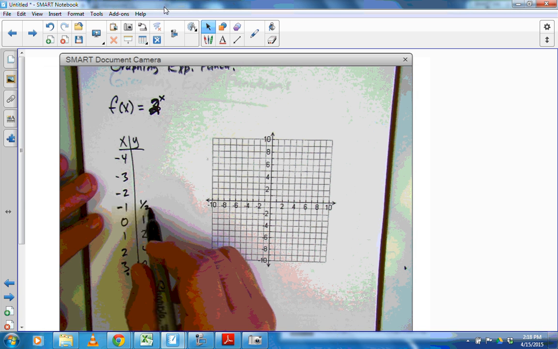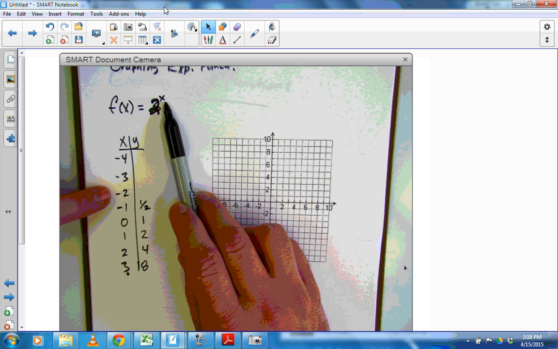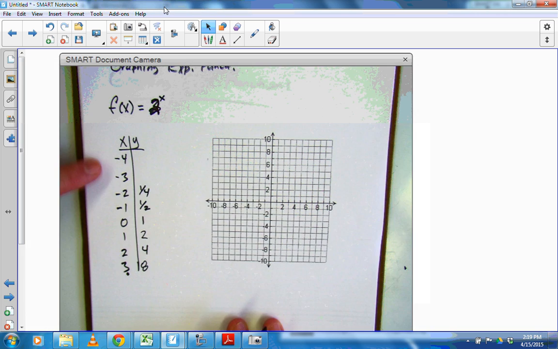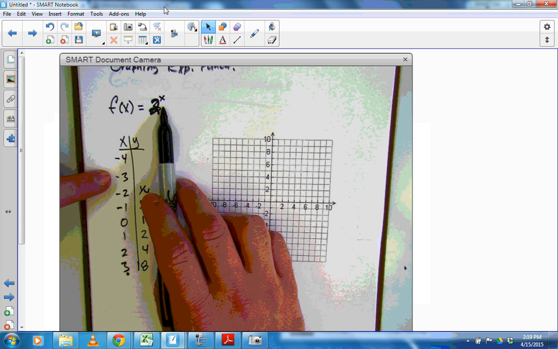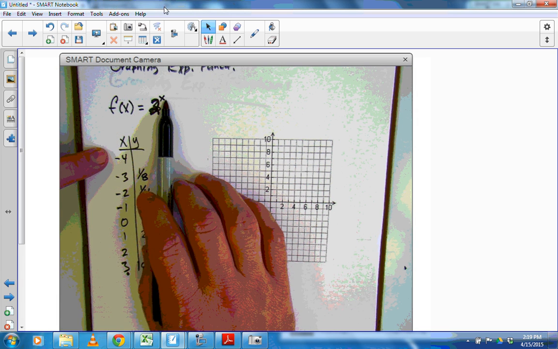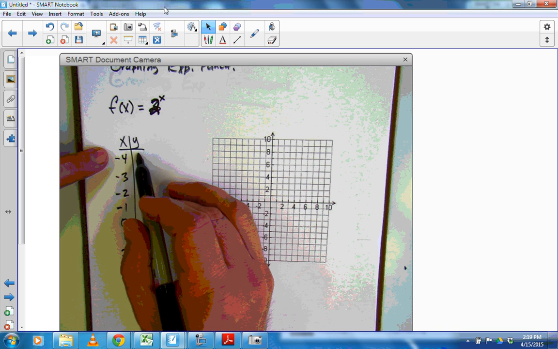Now, I'll try to think about it this way. 2 squared is 4. So 2 to the -2 power would be not -4, but it would be what? 1 over 4. Now, what about 3? 2 to the -3rd power. 2 to the third's 8. So it would be 1/8 if it was -3. And then -4. 2 to the 4th is 16. So this would be 1/16.